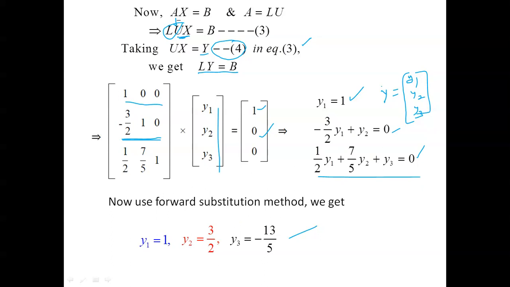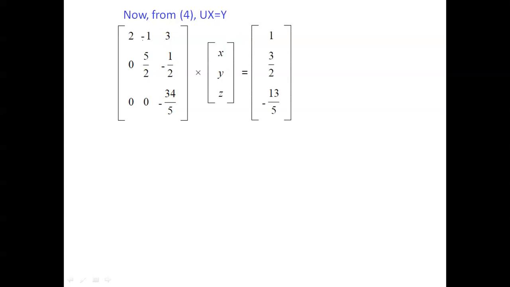Once we get the value of y, that value is substituted here from equation 4. In equation 4, U is the upper triangular matrix, X is the unknown column vector x, y, z, and Y equals the already calculated 1, 3 by 2, and minus 13 by 5. Now multiplying the left hand side, 2, minus 1, 3, first row and first column, and equating to the first element in the right hand side, we get the equation 2x minus y plus 3z equal to 1.